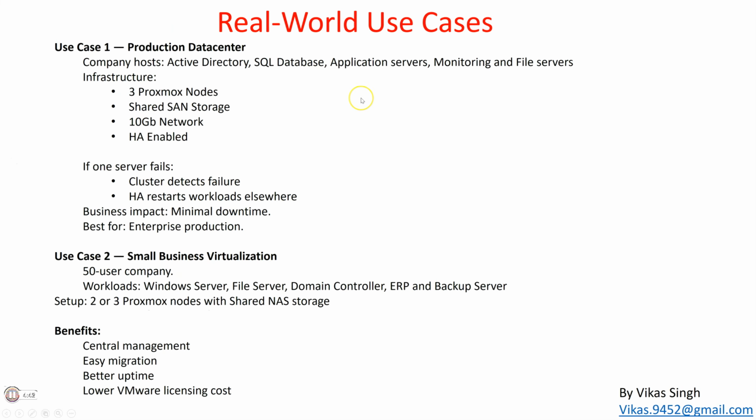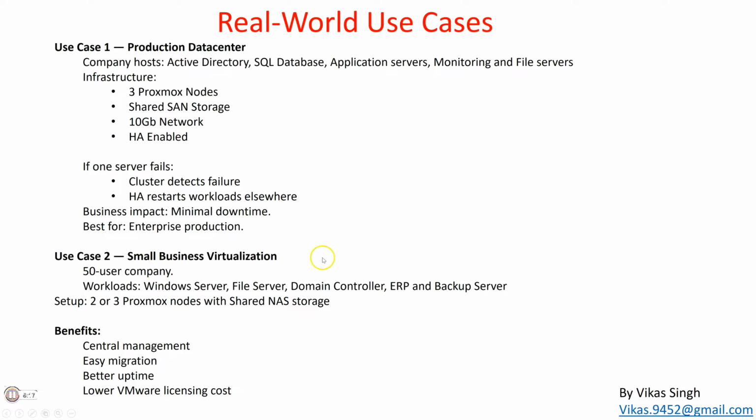Now some real world use cases. For a production data center, a company may host Active Directory, SQL, application monitoring, and file systems. You can create this infrastructure with a minimum of a 3 node cluster, shared SAN storage, a 10 GB network, and HA enabled. If one host fails, the cluster detects the failure and HA restarts the workload automatically elsewhere on the available nodes in the cluster, with minimal downtime and business impact. This is best for enterprise production infrastructure, and you can scale as per your requirement.